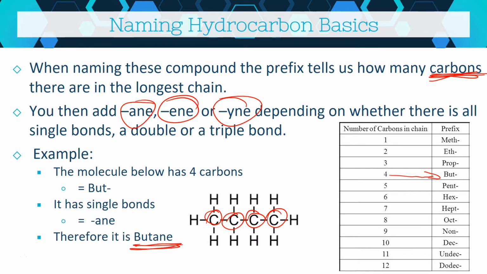So you can see over on the side here, we have a list telling you if there's this many carbons, this is the prefix you put at the start. Now, the first 4 are a bit odd. They're not like what we're probably used to from maths and that sort of thing.